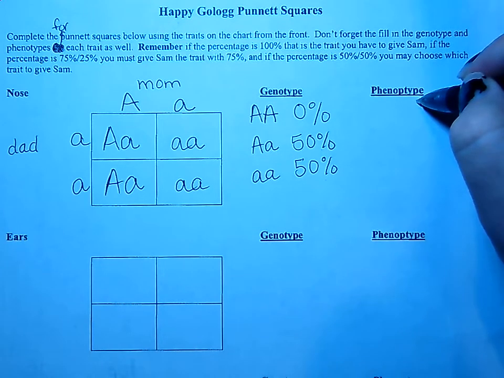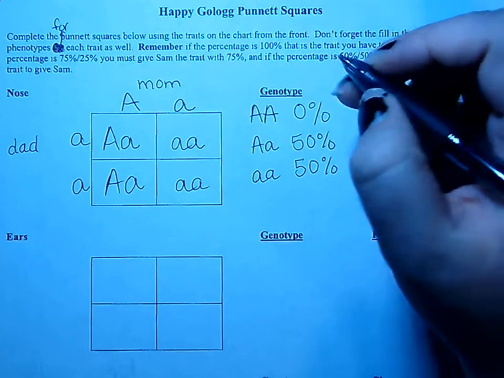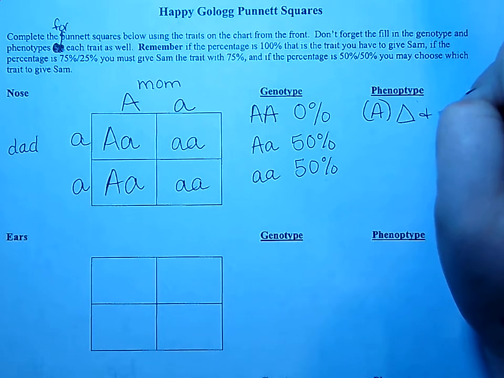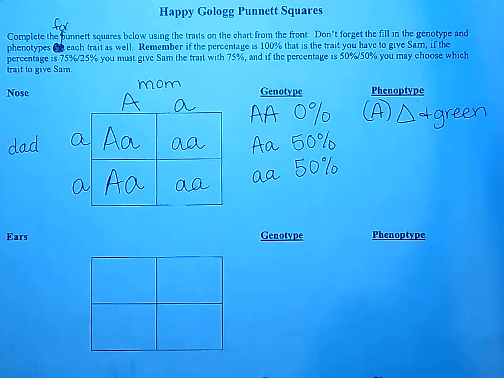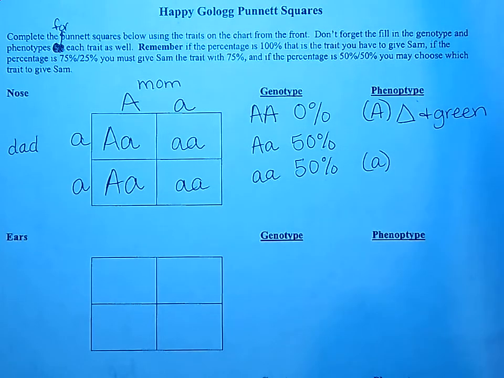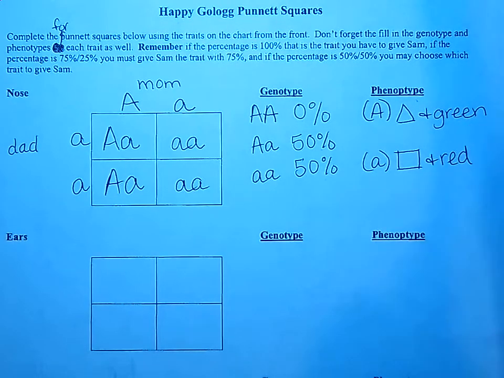So for phenotype, remember, these are the characteristics. For nose, a capital letter A, or the dominant trait, was a triangle nose and green. For the recessive trait, it's a square nose and red. So remember, I usually just shade in the dominant trait.